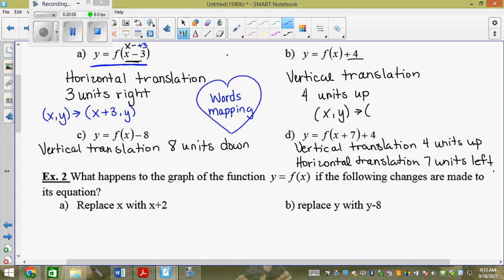X or y? Y, because you're moving up. And how do I move up from a y? Plus 4. This one, yes, that is with conviction, which is what I want. So here we have x, y, and we need to move 8 down. So our x stays the same. Our y is losing 8, or minusing 8. Said with conviction. All right, this one here, x, y, I need to move 7 to the left. So I'm going to go x minus 7, and I need to move 4 up. So I'm going to go y plus 4.